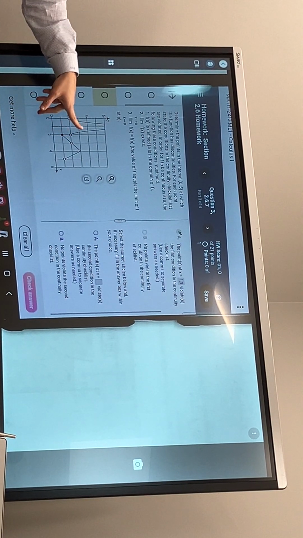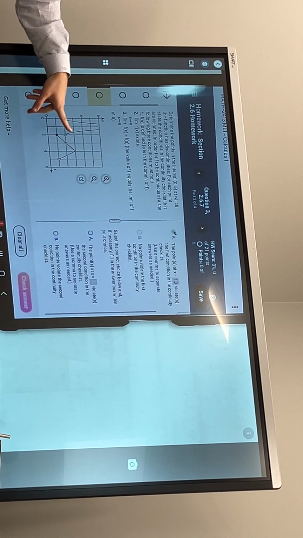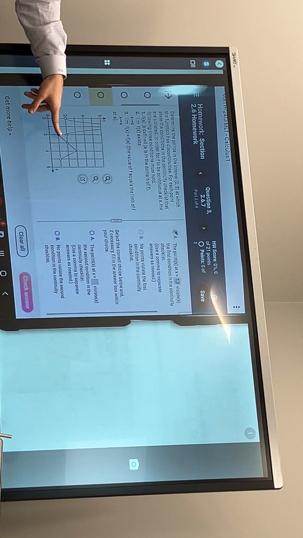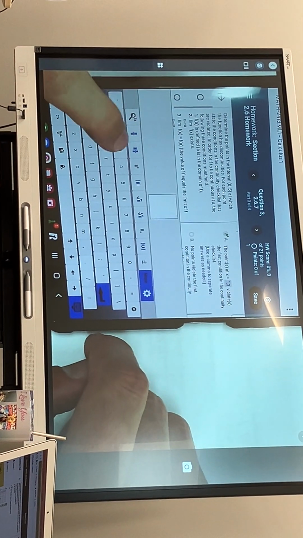At 2, there's a big problem because the limit from the left and the right are different. From the right, it's coming into 1, and from the left, it's coming into 2. So there's no limit here, which means x equals 2 violates that one.